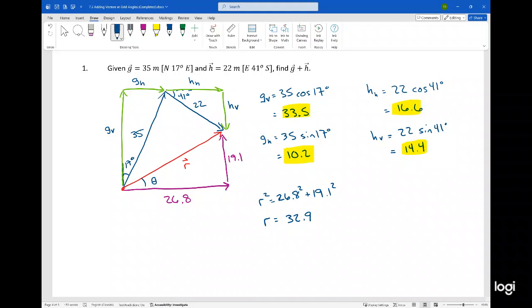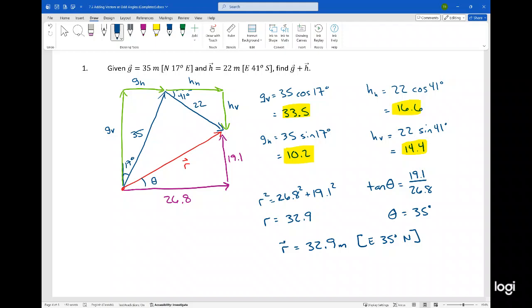And then similarly, I can set up my tan of theta equals the opposite, which is 19.1, divided by the adjacent, which is 26.8. And when I throw that into the calculator, I get just over 35 degrees. At least to the nearest degree, it's 35. And so finally, my value for R is 32.9 meters. And the direction is east, 35 degrees north.